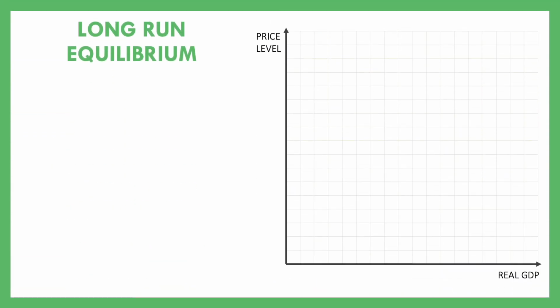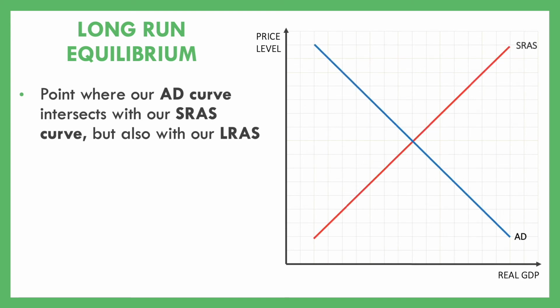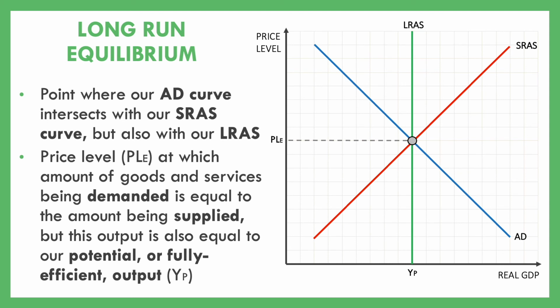Well, our long run equilibrium is the point where our aggregate demand curve intersects with our short run aggregate supply curve, but it also intersects with our long run aggregate supply curve. So all three of those points are intersecting with one another. And so what this is saying is that the price level at which our amount of goods and services being demanded is equal to the amount being supplied, but that is also happening at a point where we are at our potential, or we're being fully efficient. And that's our goal. We want to be fully efficient, and we want our economy to be currently operating at a point where we are fully efficient.